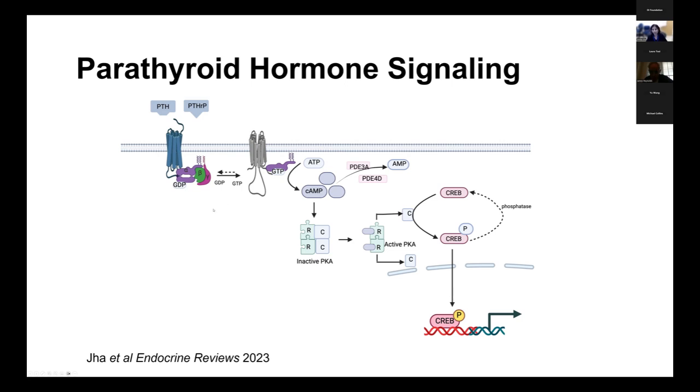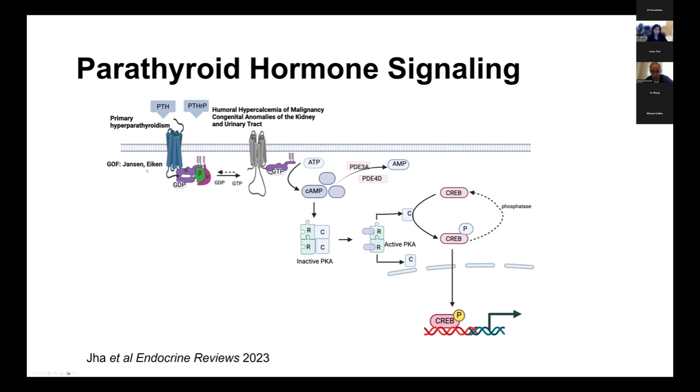PTH1R can also signal through some other pathways, but the cyclic AMP pathway appears to have the most important role in regulation of calcium homeostasis. And so, what are some of the disorders of dysregulation of this pathway? When you have primary hyperparathyroidism, you get PTH excess. PTHrP, or PTH-related peptide excess, is seen in humoral hypercalcemia of malignancy. This excess of PTHrP is also reported in association with congenital anomalies of the kidneys and urinary tract in children.